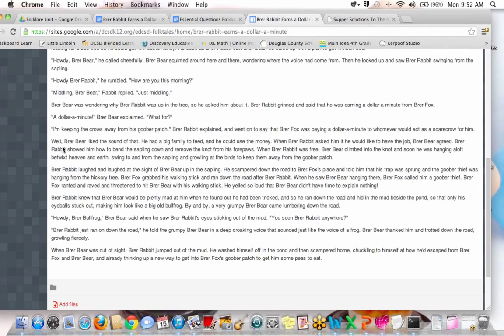So Br'er Rabbit is sitting here trying to trick the bear into getting into the trap.